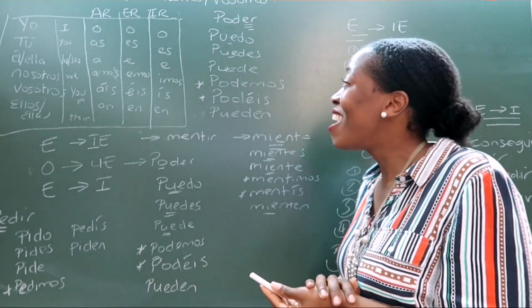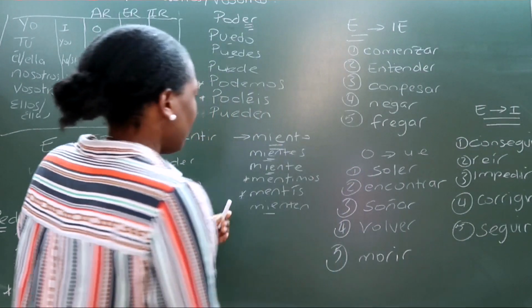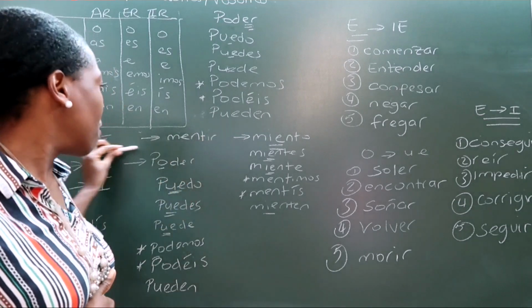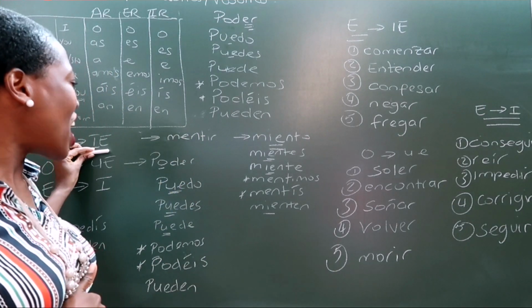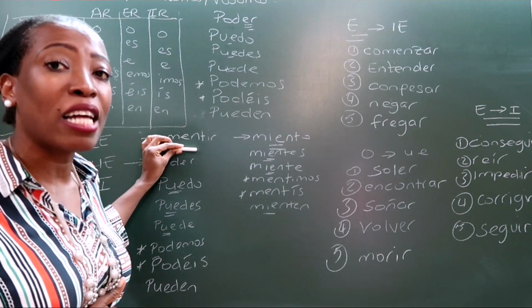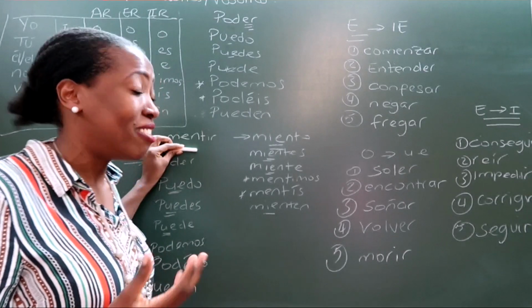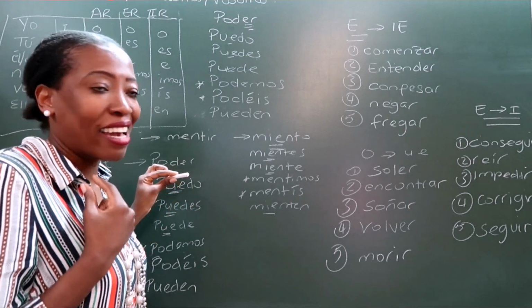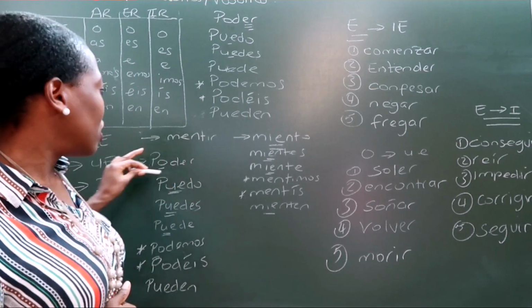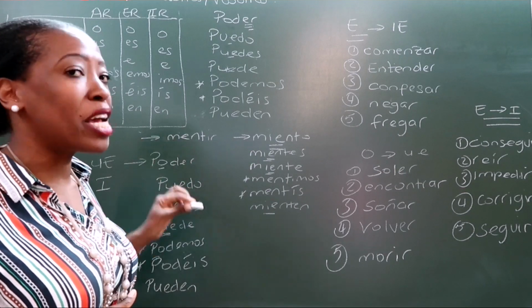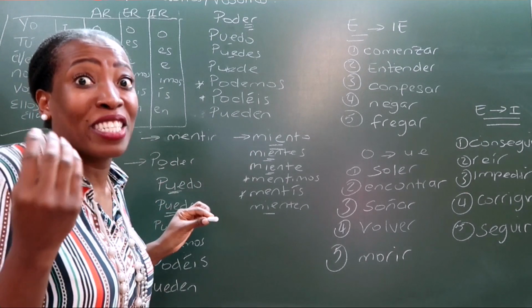Right, so now with the E verbs, the verbs that have an E and change to IE, I've given you an example, which is mentir. Mentir is to lie, to tell a lie, okay? So we'll change the E to an IE. So instead of saying mento, if you didn't change it, it would just sound like mento.